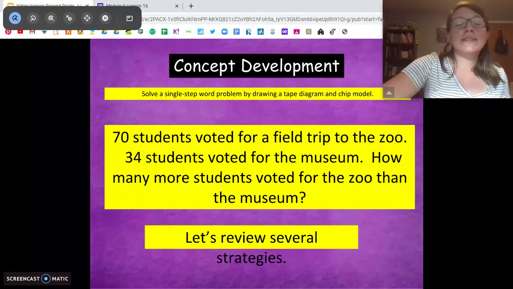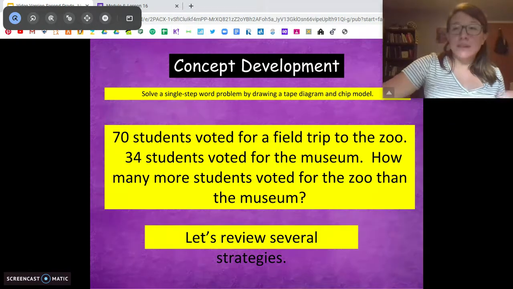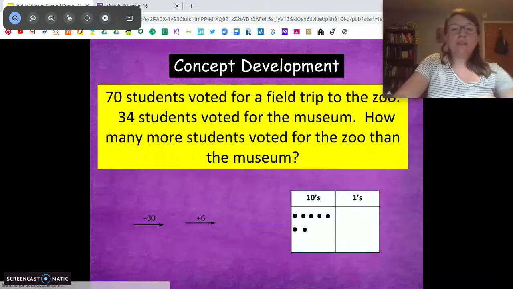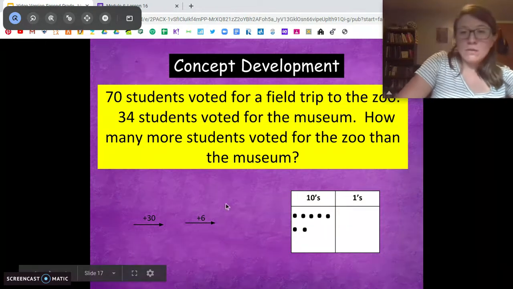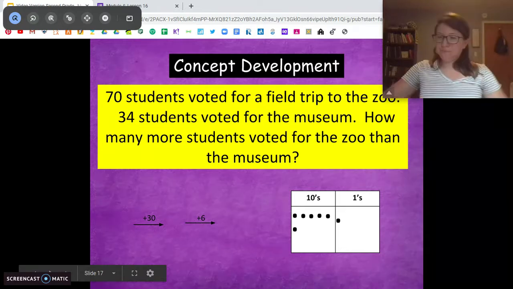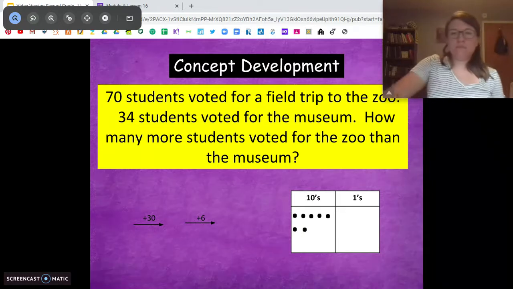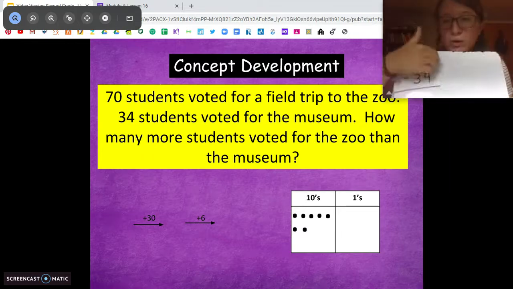So we need to figure out the difference between 70 and 34. So we're going to do 70 minus 34. So let's start off by using a drawing. So we're going to start with 70, but we need to take... Computer's all over the place. Can we take 4 away from 0?